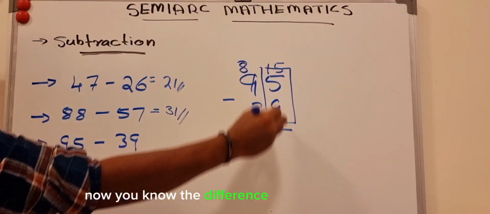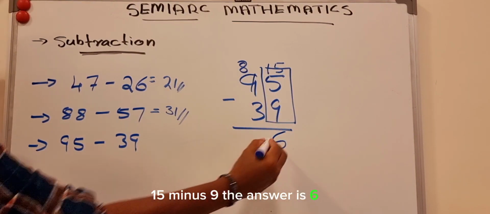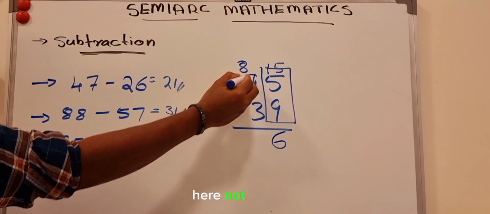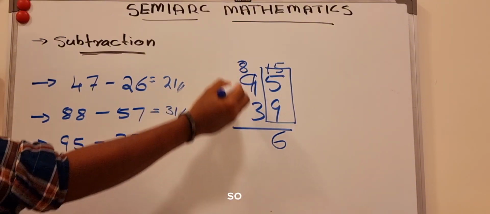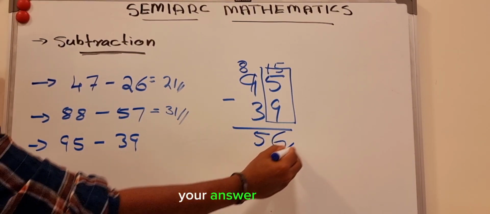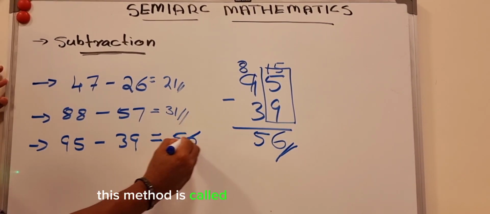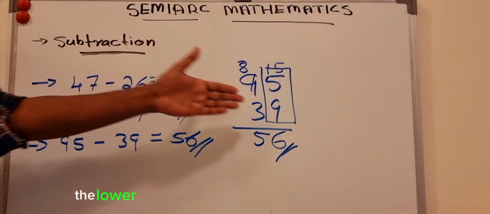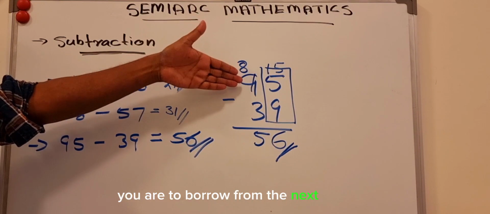Now the difference between 15 and 9: 15 minus 9 is 6. At the next level, it is not 9 minus 3, it is 8 minus 3. The difference between 8 and 3 is 5. So your answer is 56. This method is called borrowing. If the lower number is bigger than the upper number, you have to borrow from the next level.